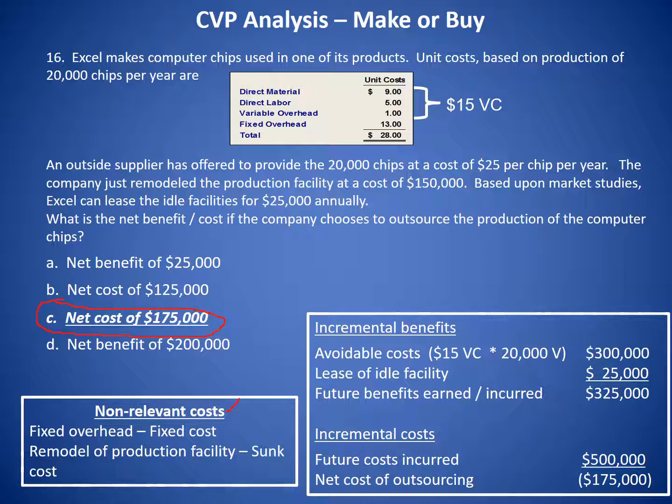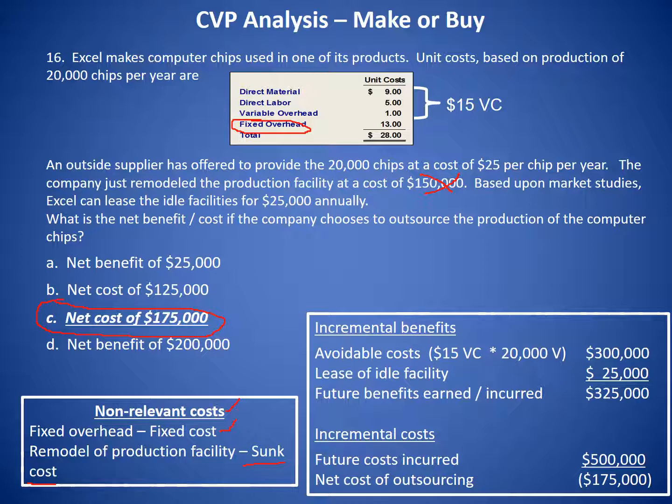Okay, the first thing is my fixed overhead is a non-relevant cost because my fixed overhead is a fixed cost. It's not going to change with the volume change. Now the second item that is a non-relevant cost is a remodel of the production facility for $150,000. That is a cost that has already occurred, therefore it's a sunk cost, and sunk costs are never relevant in cost, volume, profit decision making.